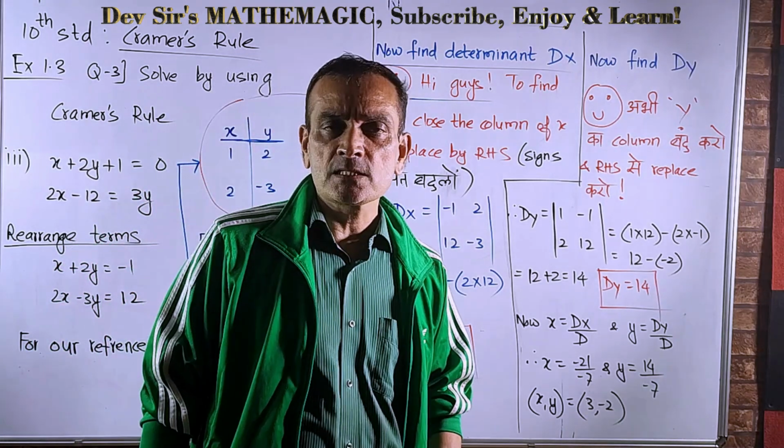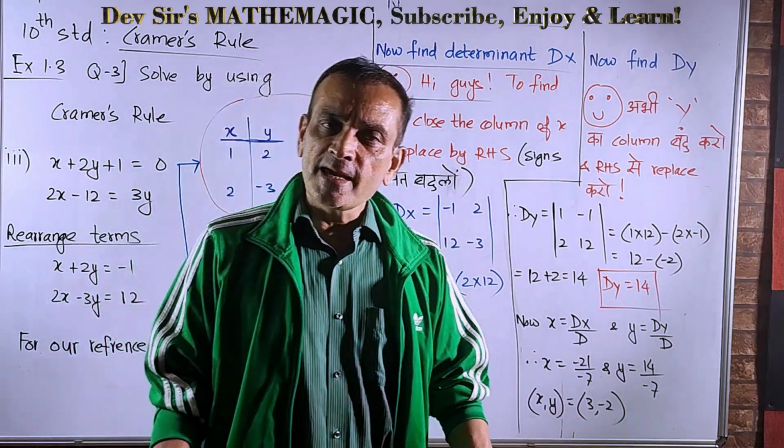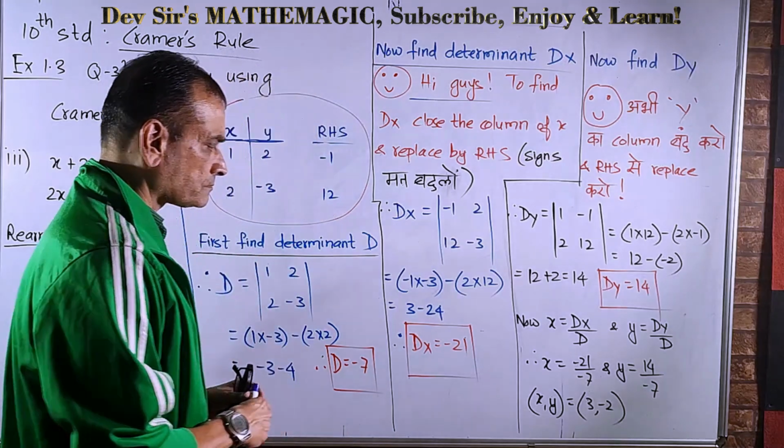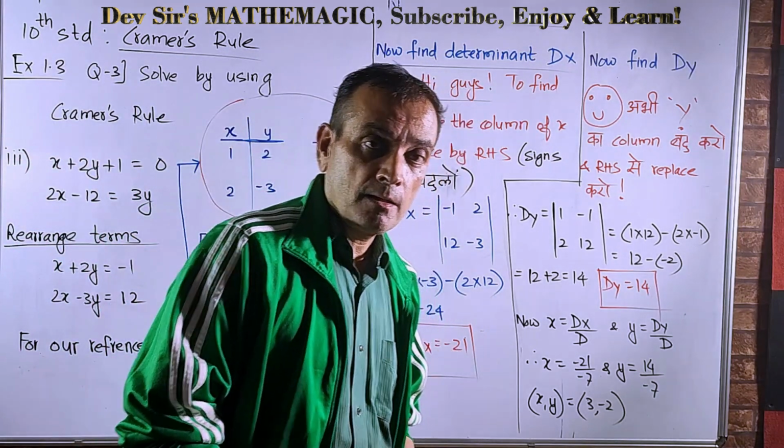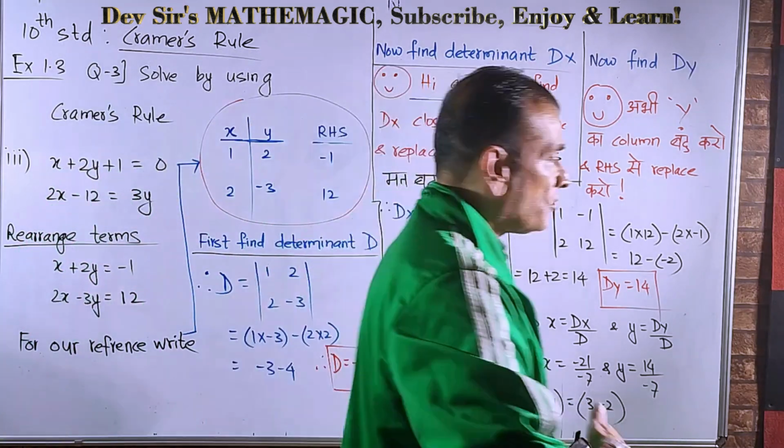It is not d into x. Determinant of x के लिए dx बोलते हैं. That's all. So d हो गया, dx हो गया. Again you have to find out dy now.